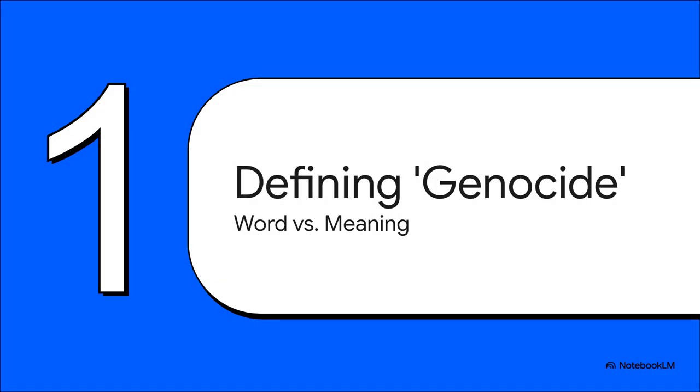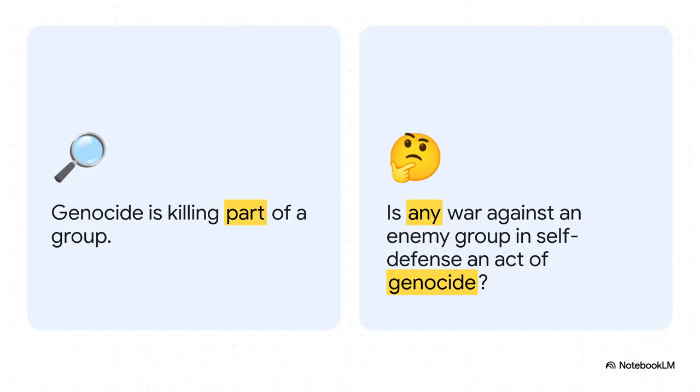Okay, so the first pillar of the paper's argument starts with the word itself. The author claims that the entire debate really hinges on a very specific, and sometimes misleading, interpretation of what genocide even means. Now, this is where the paper's argument gets really interesting. It points out that the legal definition of genocide includes destroying part of a group. But the author argues this creates a kind of logical trap, what they call a red herring.